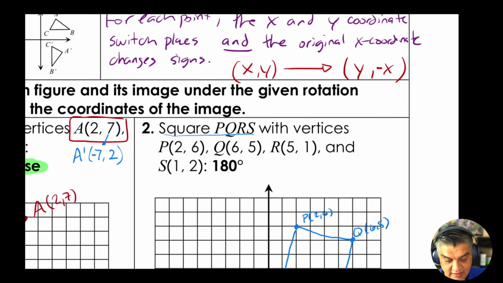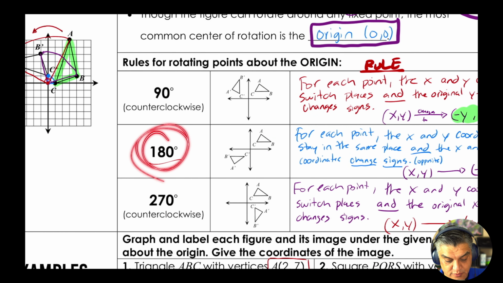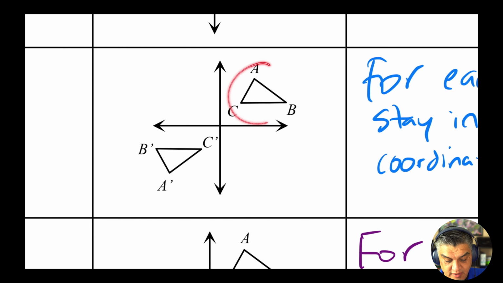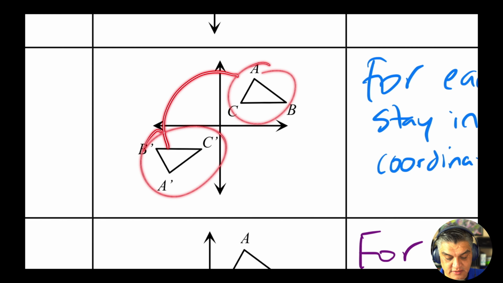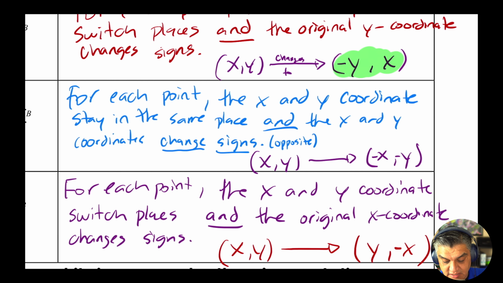Well, let's go back to our rules, and let's look at the 180 degree rule. When I rotate a figure 180 degrees, what do I do to the points? Something happens to the points. I did it in words, and then I did it in this little notation right here, right? So the words say, for each point, the x and y coordinates.